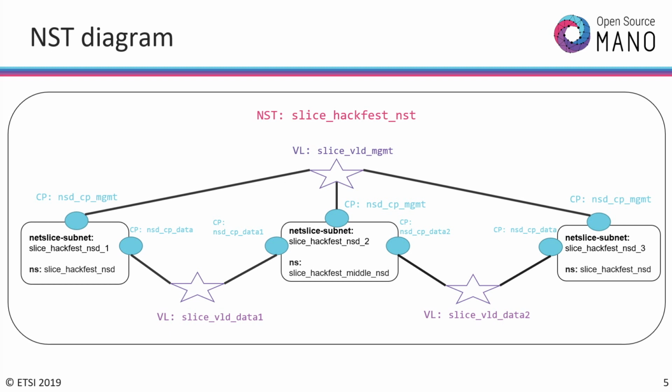The chart you have in the picture is composed of 3 network services: 2 named Slice Hackfest NSD and 1 named Slice Hackfest Middle NSD. All network services have a management connection point that we will connect to the management network of the VIM to have access to the network service. And between Slice Hackfest NSD1 and Slice Hackfest NSD2, we have a virtual link for data 1, and between Slice Hackfest 2 and Slice Hackfest 3, we also have a virtual link for data 2.